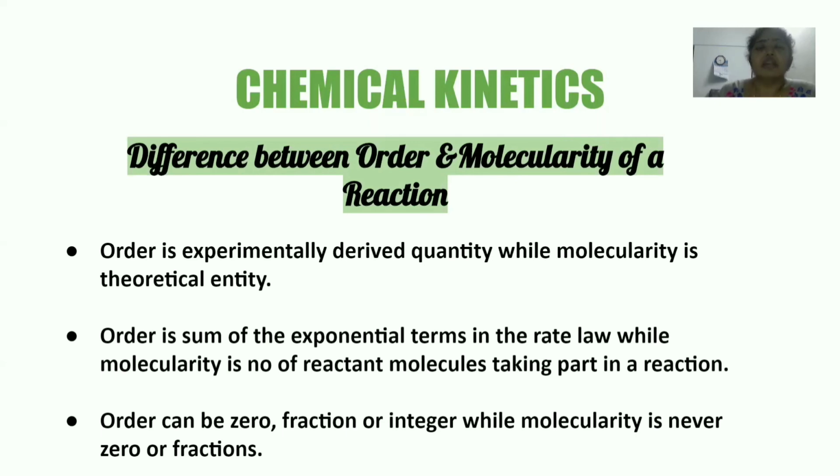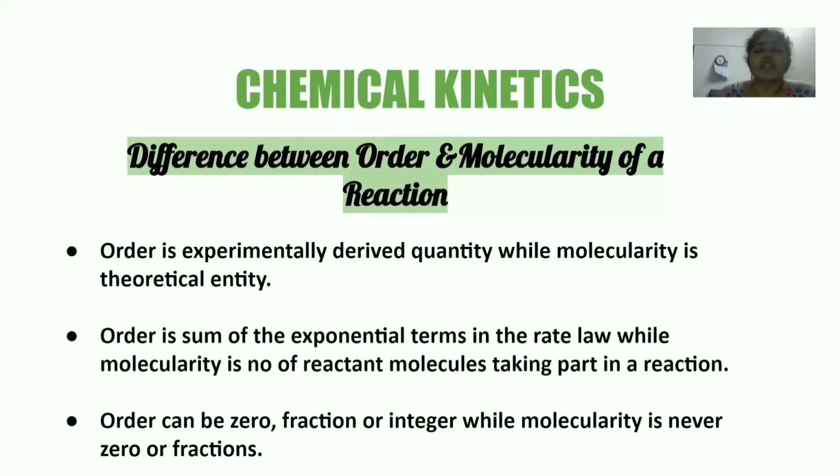Then second, order is defined as the sum of the exponential terms in the rate law. So when you write down the rate law, whatever exponential terms there are to which the concentrations are raised, the sum of those exponential terms is known as the order. So we have defined the order over here. And what is molecularity? Molecularity is the number of reactant molecules that are taking part in that particular reaction.